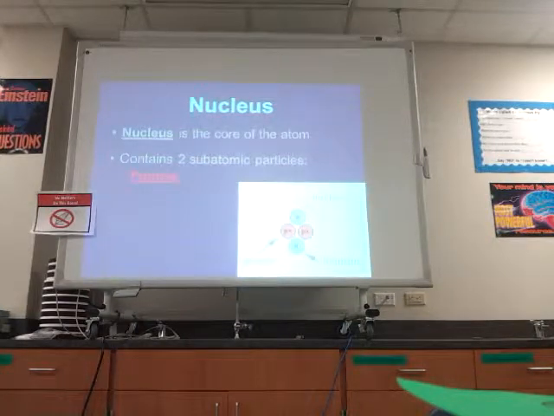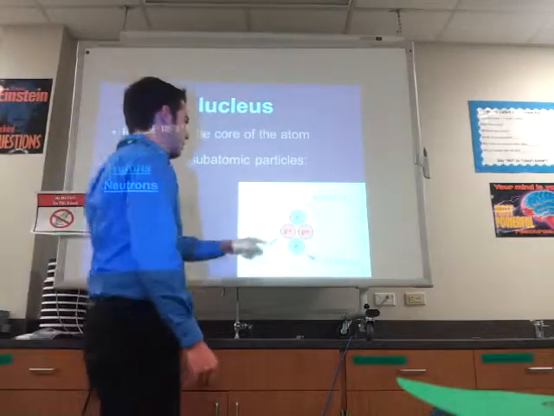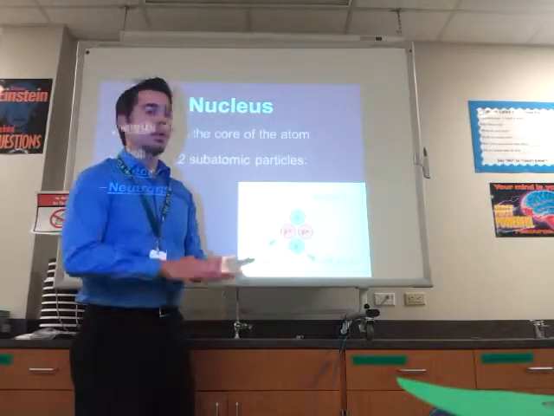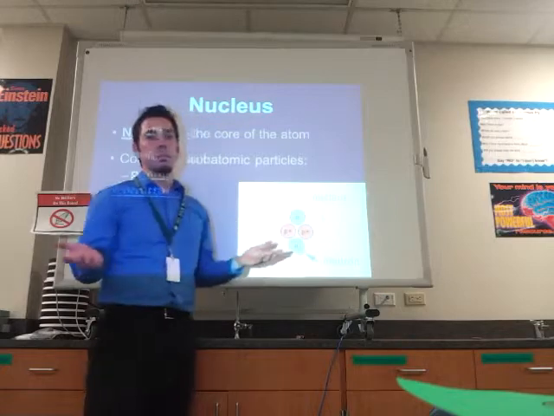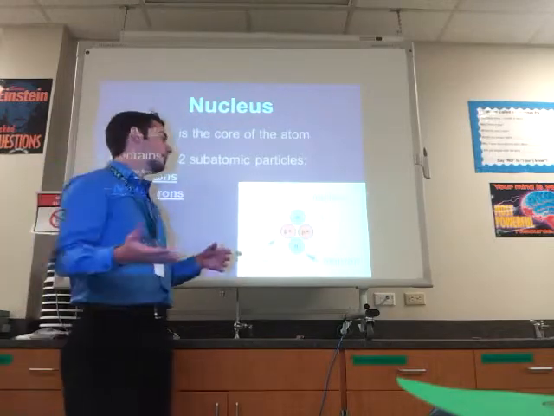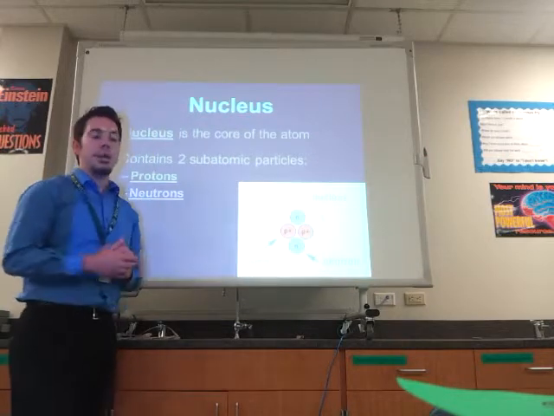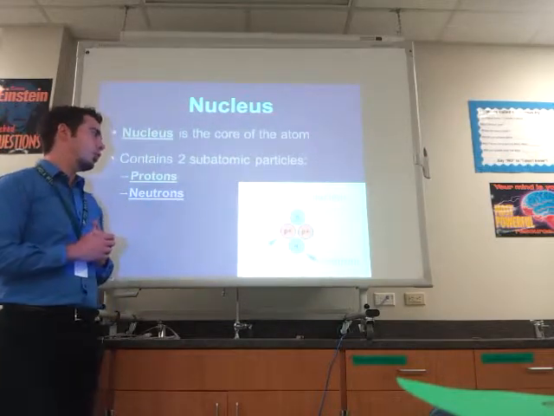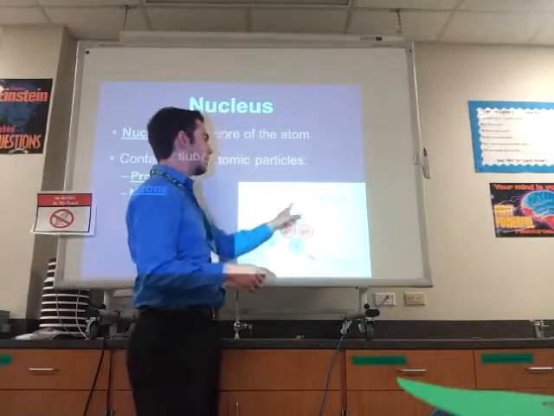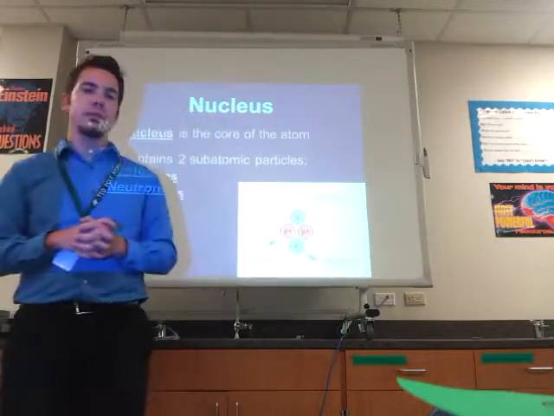So the nucleus is the core of the atom. It contains 2 subatomic particles. It contains protons, which we represent as P+. Why do we represent them with P+? Because they have a positive charge. And we have neutrons, which do not have a charge. They are neutral, or no charge. So overall, the nucleus has a positive charge because of those protons.